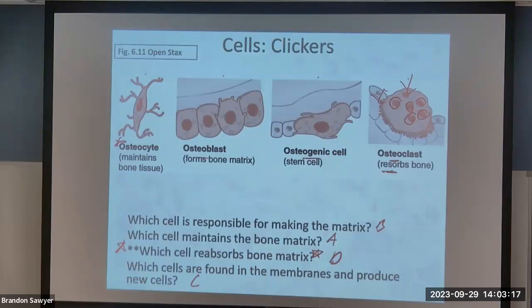So we constantly have a balance of osteoclastic activity versus osteoblastic activity, which is constantly what's happening when we're remodeling our bone in that continual process. So questions about that? All right, so those are our 4 primary bone cells.